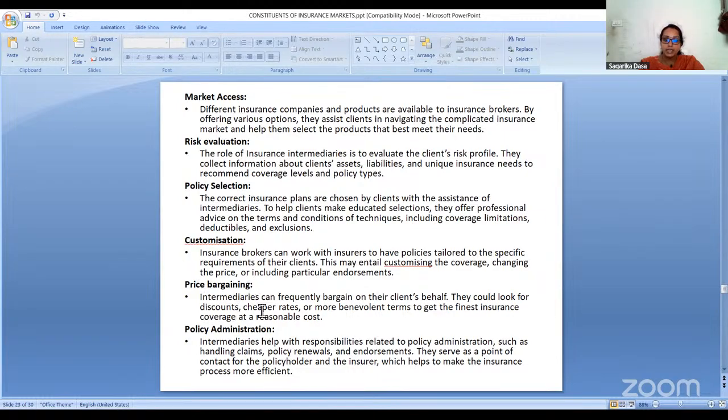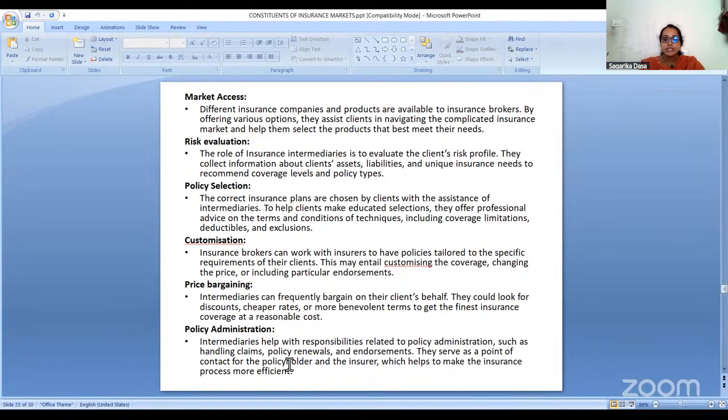ప్రైస్ బార్గెనింగ్. Intermediaries can frequently bargain on their clients' behalf. మనం యాజ్ ఎ పాలసీ హోల్డర్ మనం ఎప్పుడు ఇన్సూరెన్స్ కంపెనీతో డైరెక్ట్ గా డీల్ చేయలేము. అప్పుడు ఈ బ్రోకర్స్ ఈ ఇంటర్మీడియరీస్ ఏం చేస్తారంటే మన సైడ్ నుంచి ఈ ప్రైస్ బార్గెనింగ్ అనేది చేయడం జరుగుతుంది. ఫర్ దట్ వి రిక్వైర్ ఇన్సూరెన్స్ ఇంటర్మీడియరీస్.